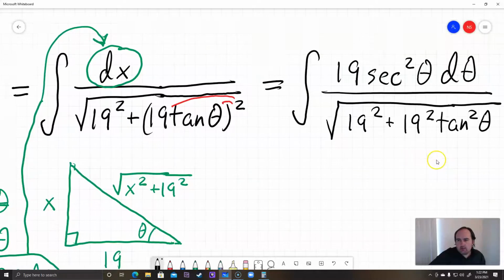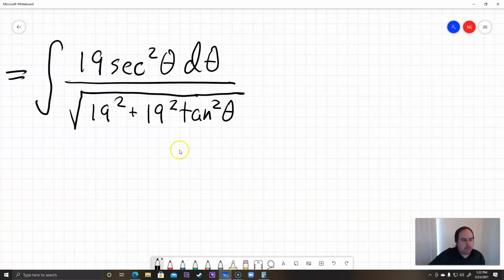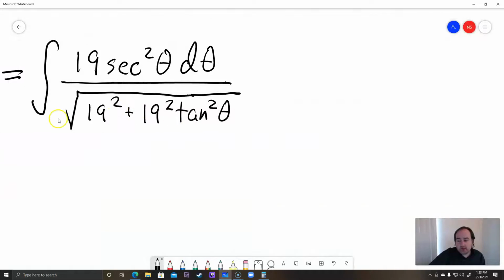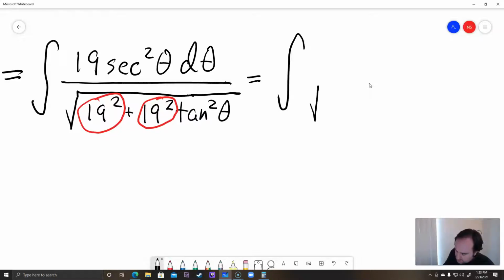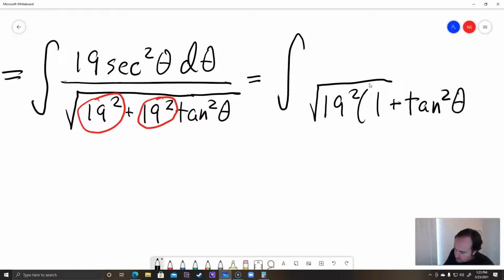Okay, and then what can we do to simplify this? Well, we can factor out a 19 squared on the bottom inside of the radical. If I factor out this 19 squared inside of the radical, on the bottom we have the square root of 19 squared times the quantity 1 plus tangent squared of theta. And by the way, you don't have to write this many steps. I'm just writing every step so hopefully no one gets lost, so that everyone who's watching this can understand it.